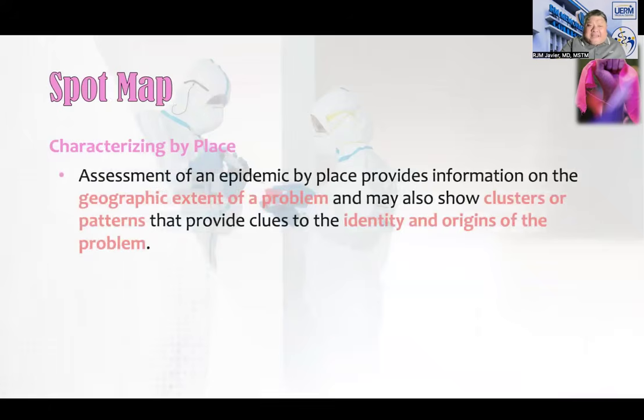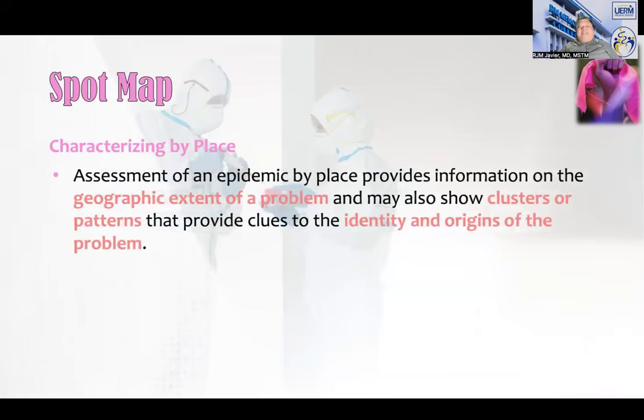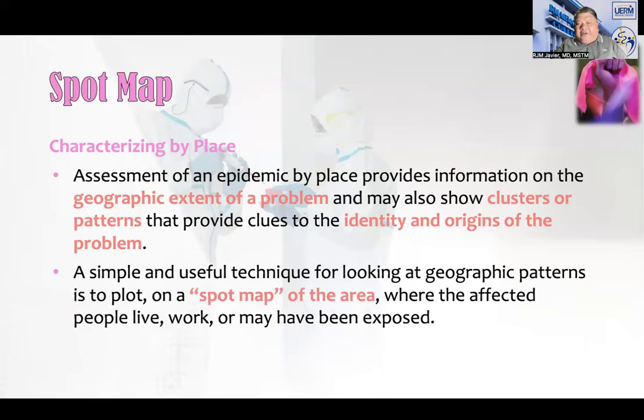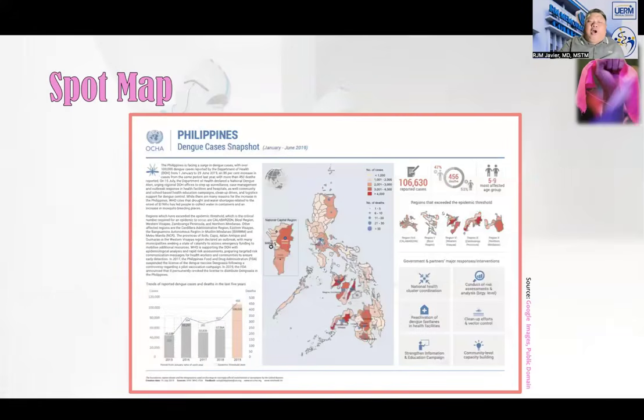Then we characterize by place. Assessment of an epidemic by place provides data on the geographic extension of a problem, and may also show clusters or patterns that provide clues to the identity and origins of the problem. A simple and useful technique for looking at geographic patterns is to utilize a spot map of the area where the affected people live, work, or may have been exposed, are plotted. So this is an old spot map at the peak of a dengue outbreak in the Philippines sometime in 2019. Again, the spot map is a visual representation of what an epidemic may potentially look like.